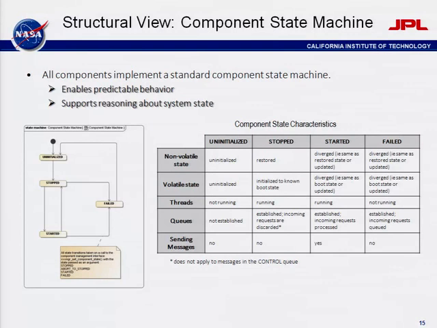All components also implement a standard component state machine. Getting back to our architectural objectives, this is a tactic that enables predictable behavior and supports reasoning about system state. So every component that follows that standard component pattern also has a state machine built into it, and each state has very well-defined characteristics. You can be in the uninitialized, stopped, started, or failed state, and there are different characteristics of the component based on what state you're in.